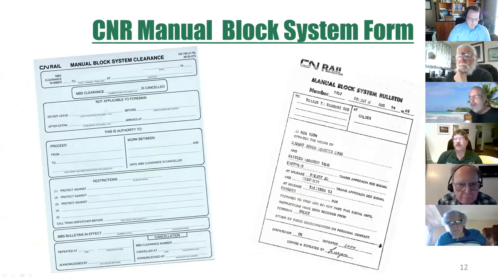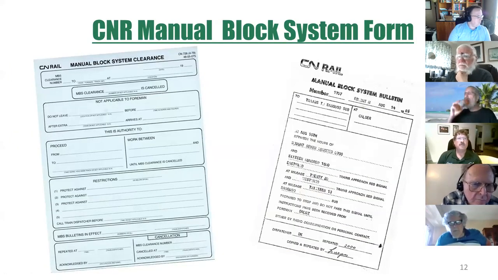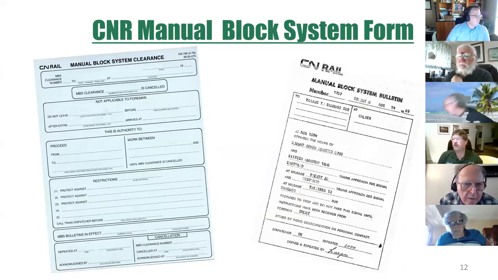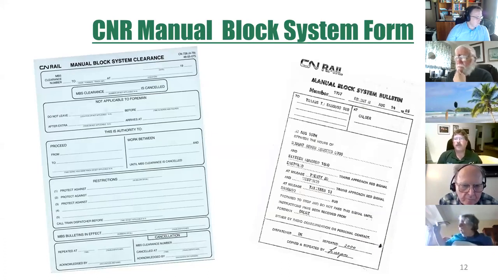This is an example of Canadian National's block system. This form's from 1979. It's a little bit different. You can see there's no numbering on this. Some of the boxes are a little bit different. And again, here's another bulletin from CN Rail.